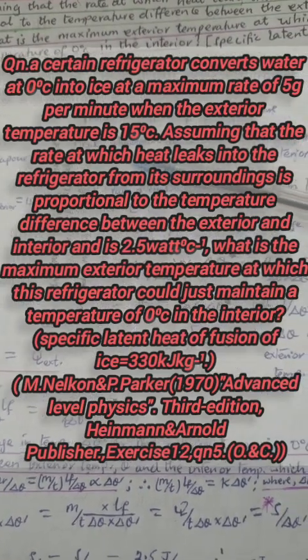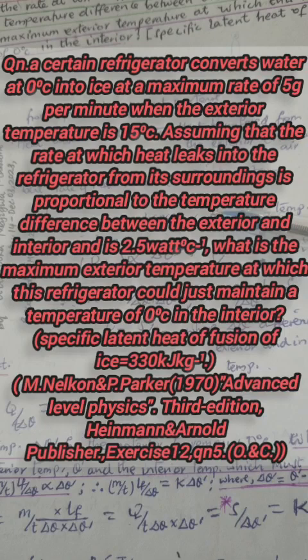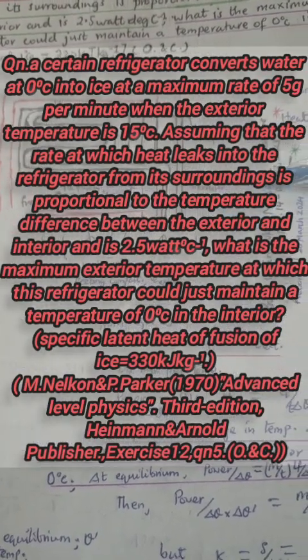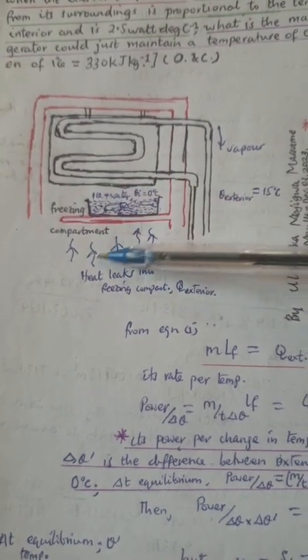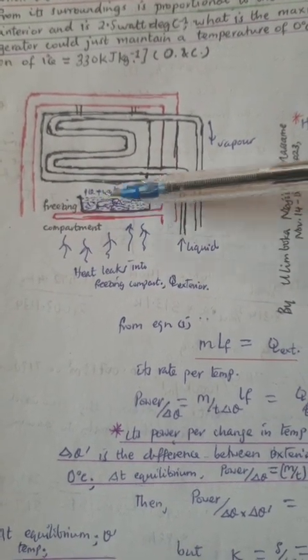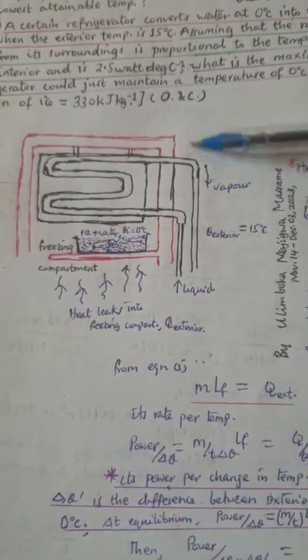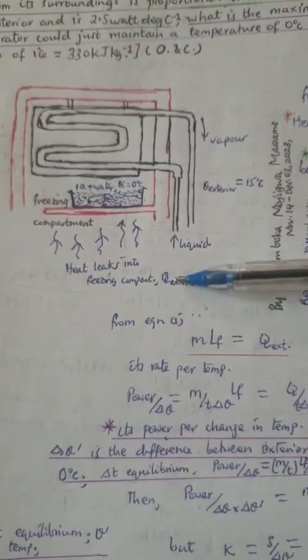The first condition is that heat absorbed or released at 0 degrees centigrade is equal to heat transferred from the external environment. As you can see from this diagram, this is heat from a change in temperature. This is the temperature of the exterior, which is 15 degrees centigrade, and this heat leaks into the interior of the freezing compartment, which contains ice water. This is a circulation of liquid which at one point becomes vapor and at another point becomes liquid, according to the mechanism of refrigerators. You may refer to the book.